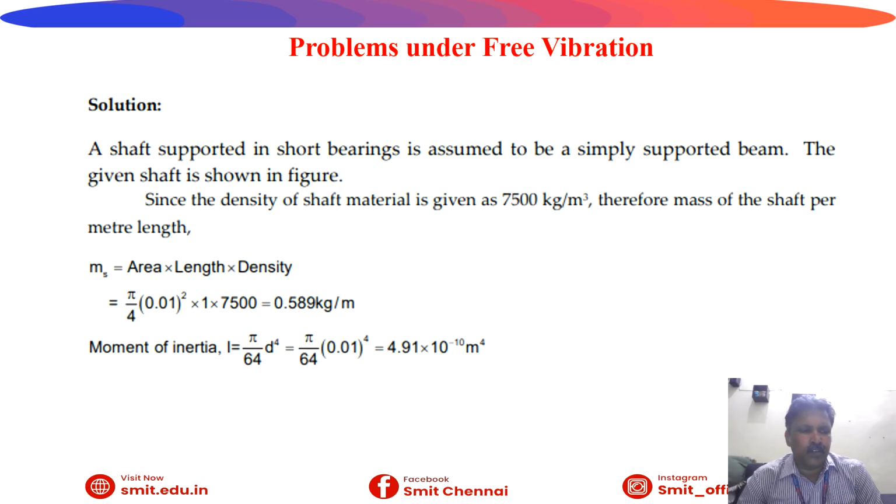Therefore, mass, we can use the formula area into length into density. Area is pi by 4 d square, unit length 1, density 7500. You will get 0.589 kg per meter. Then the moment of inertia for a rod: I equals pi by 64 d power 4. Here d is 0.01, just substitute in diameter d. Then power of 4, we will get 4.91 into 10 to the power minus 10 meter power 4. By this we are finding the moment of inertia.